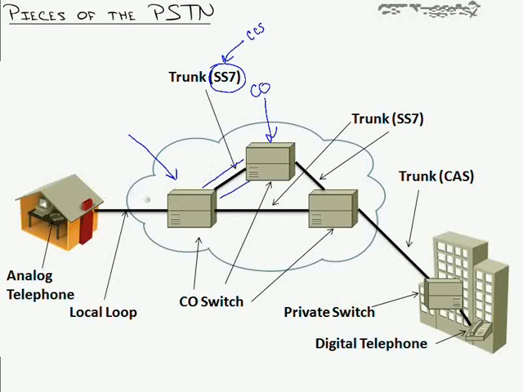Now, on the analog side, you have this local loop that runs out of the CO switch through the whole neighborhood and ends up connecting into the various houses that are there. That plugs into our analog telephones at the other end.